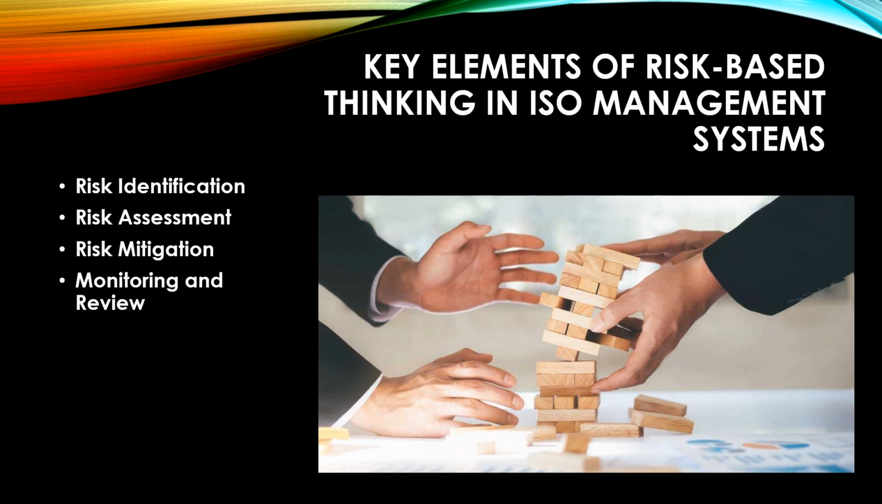The key elements of risk-based thinking in ISO management systems include the following. First, risk identification, risk assessment, risk mitigation, monitoring, and review. Now, risk identification. Organizations are required to identify potential risks that could affect the achievement of their objectives. This involves considering both internal and external factors that may impact processes, products, services, or stakeholders.